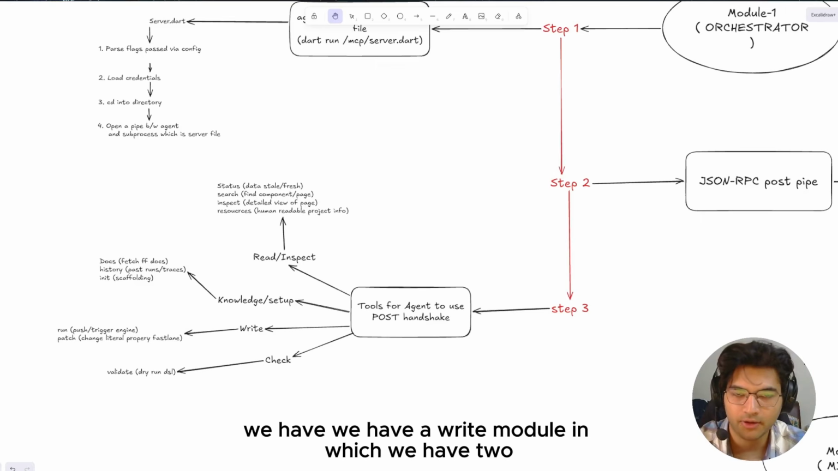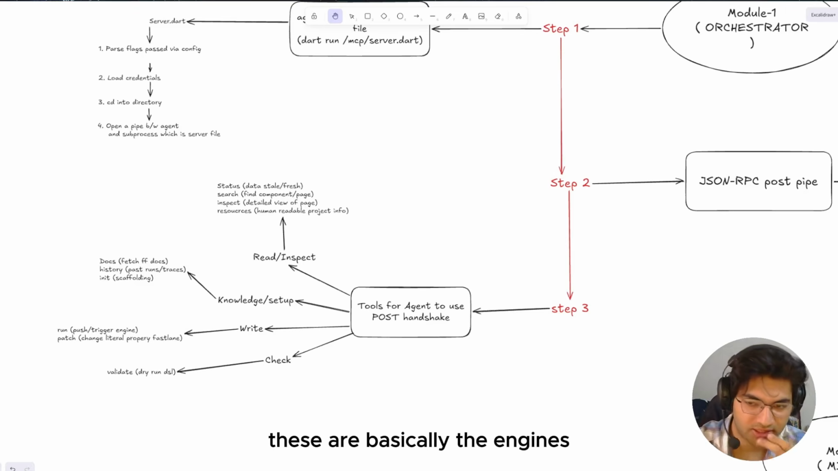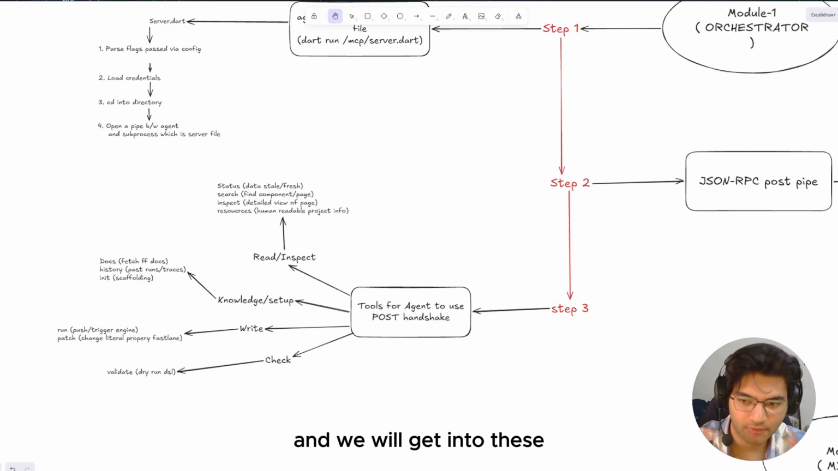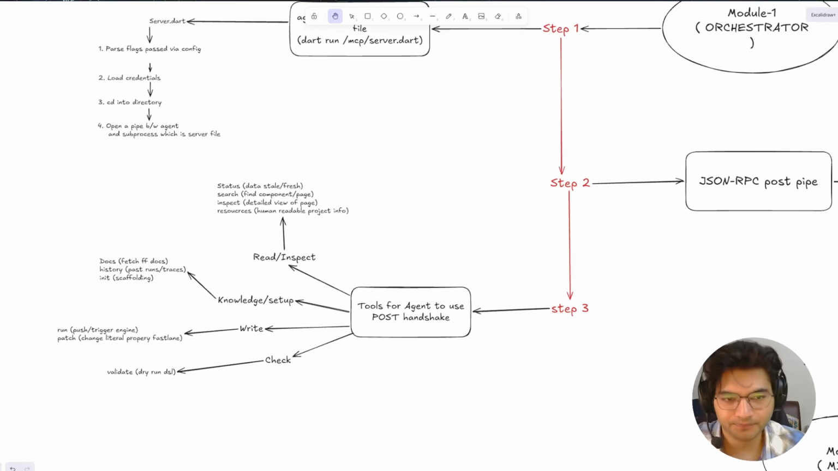We have a write module in which we have two tools. These are very important ones. We have the run and the patch. These are basically the engines which I was talking about, and we will get into these. We have a check, which basically validates and dry runs the DSL.